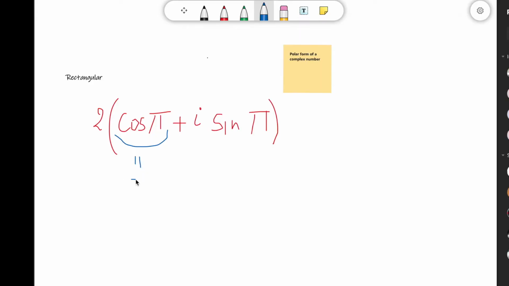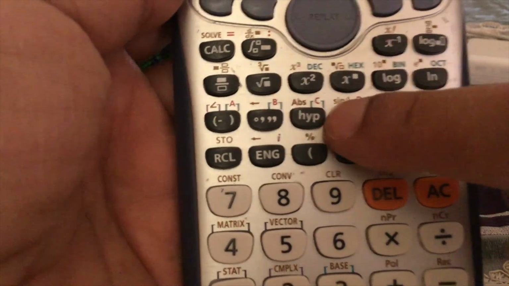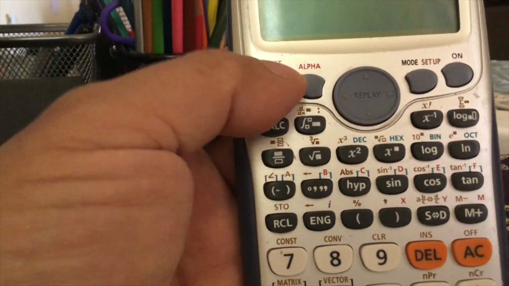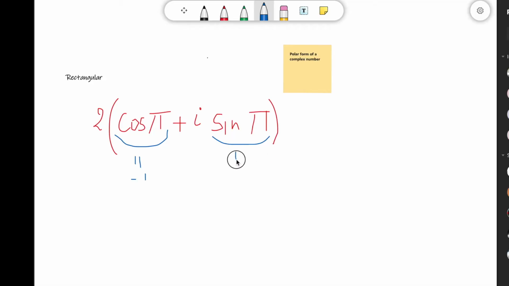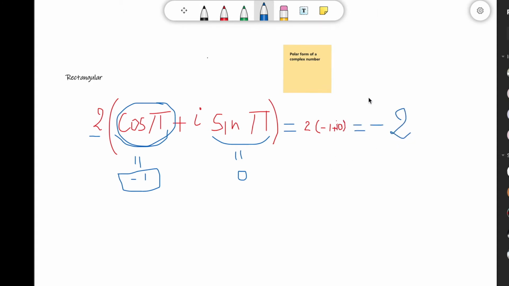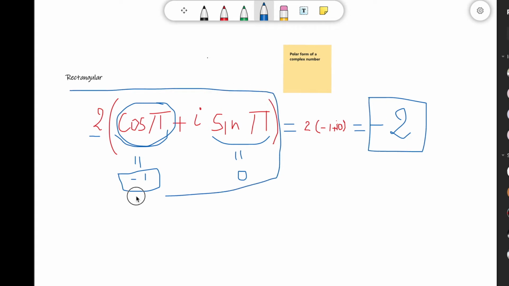As you can see, cosine pi equals -1. Now we calculate sine pi using the calculator. Same process. So the value of sine pi is 0. We just substitute. Now we calculate and simplify. We have these two, the r, and then cosine pi is -1 plus I times 0. Just simplify this to get -2, and that's your algebraic form or rectangular form for you.